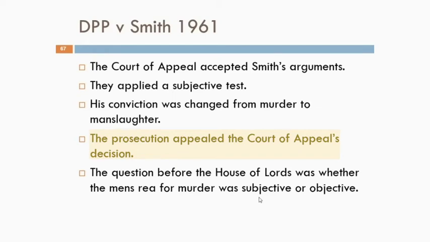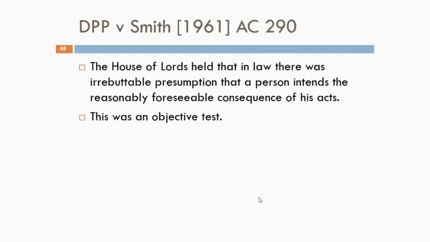But then the prosecution appealed the Court of Appeal's decision. Where did that appeal go? To the next court up in the hierarchy, which was at the time the House of Lords. And the question before the House of Lords was whether the mens rea for murder was subjective or objective. And what do we think the House of Lords said? The House of Lords actually gave us an objective test.